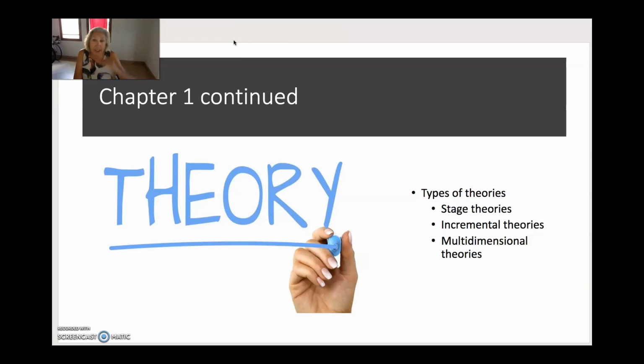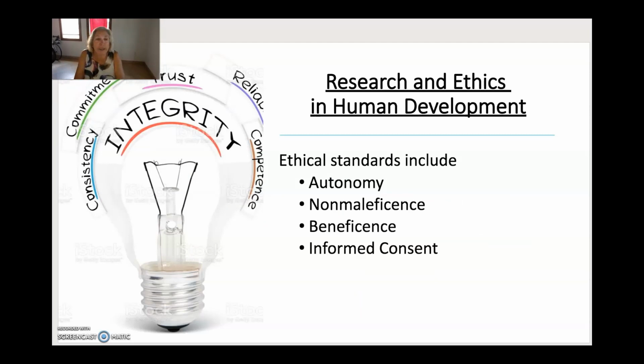So theories, there are types of theories. There are stage theories, saying you first go through this stage, then the next stage, then the next stage, and so on. And there are incremental theories. And there are also multi-dimensional theories. Hopefully by the end of the chapter you will understand all those types of theories.